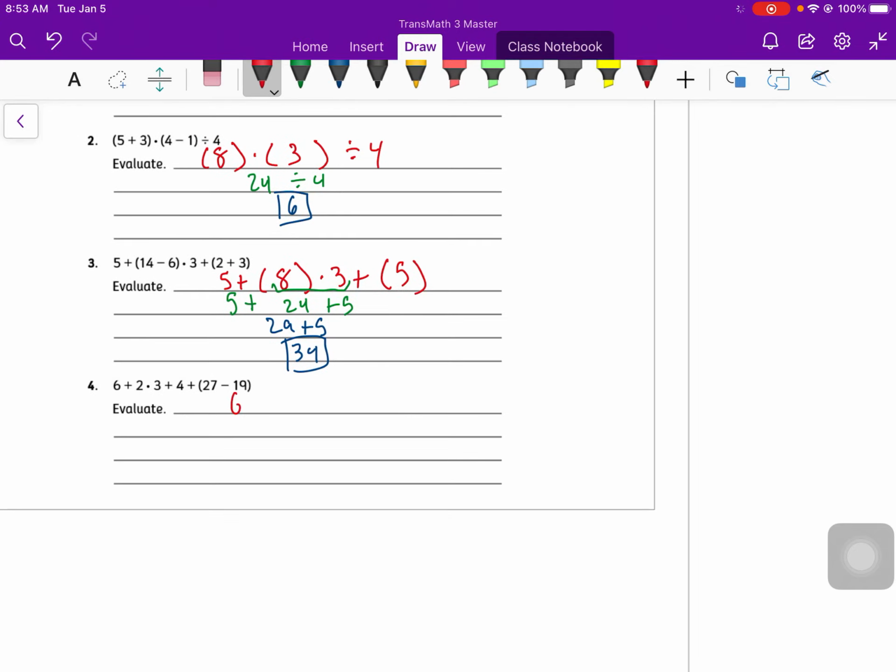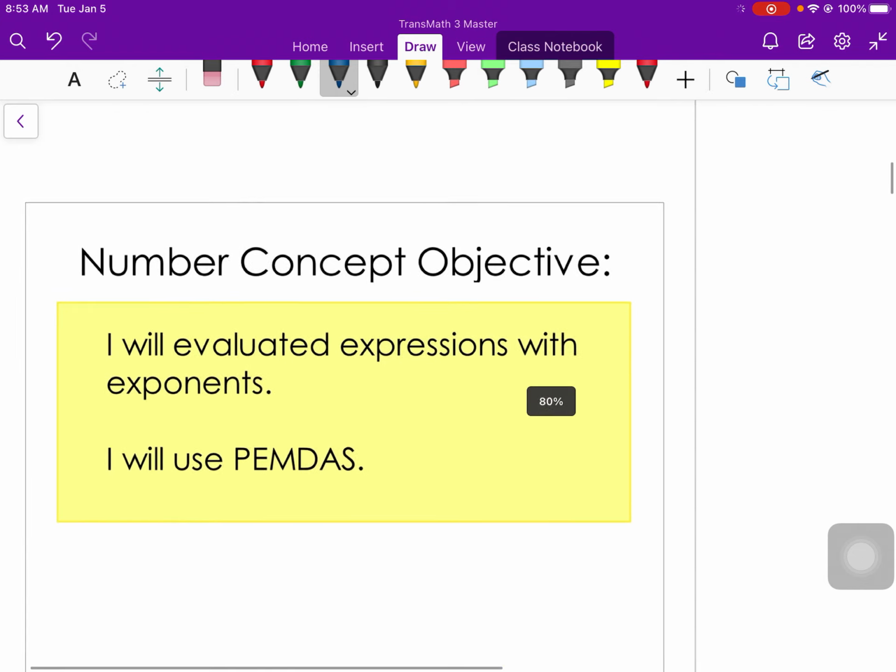And for number 4, I have to do inside the parentheses first. So 27 minus 19 is going to be 8. And then I have to do the multiplication next. 2 times 3 is 6. Now I basically just add. So 6 plus 6 is 12. 12 plus 4 is 16. 16 plus 8 is 24.